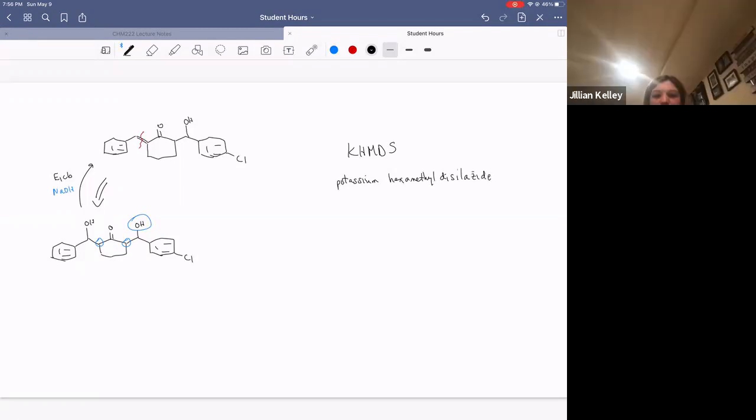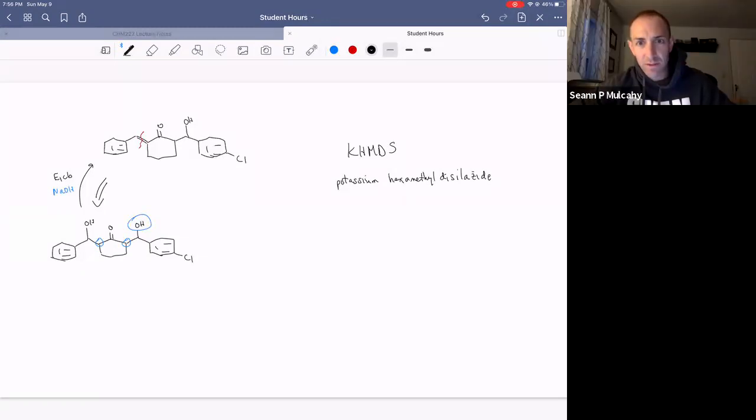Okay, KHMDS is what we normally abbreviate it as. Of course, you could have LHMDS, which is the lithium version, NHMDS, which is not really used that often. But KHMDS and LHMDS are molecules that have similarity in a way to LDA, right? Just a little bit bulkier than LDA, right? So you've got silicon with 3 methyl groups, 2 of those silicons with 3 methyl groups each, right? Potassium hexamethyl disilazide.